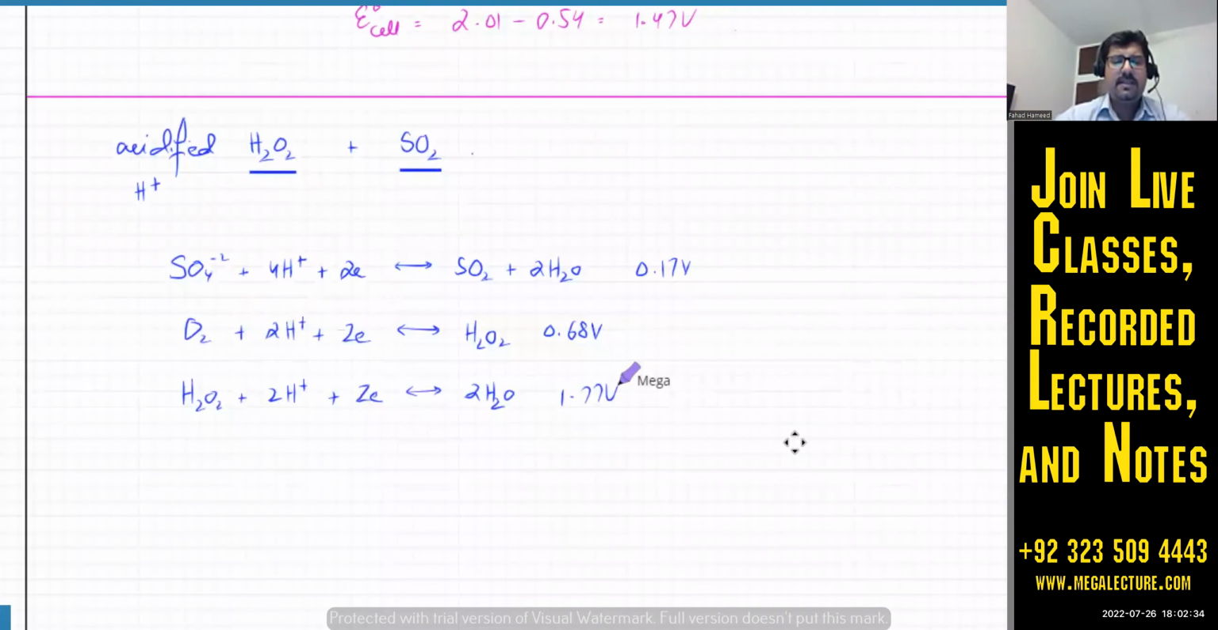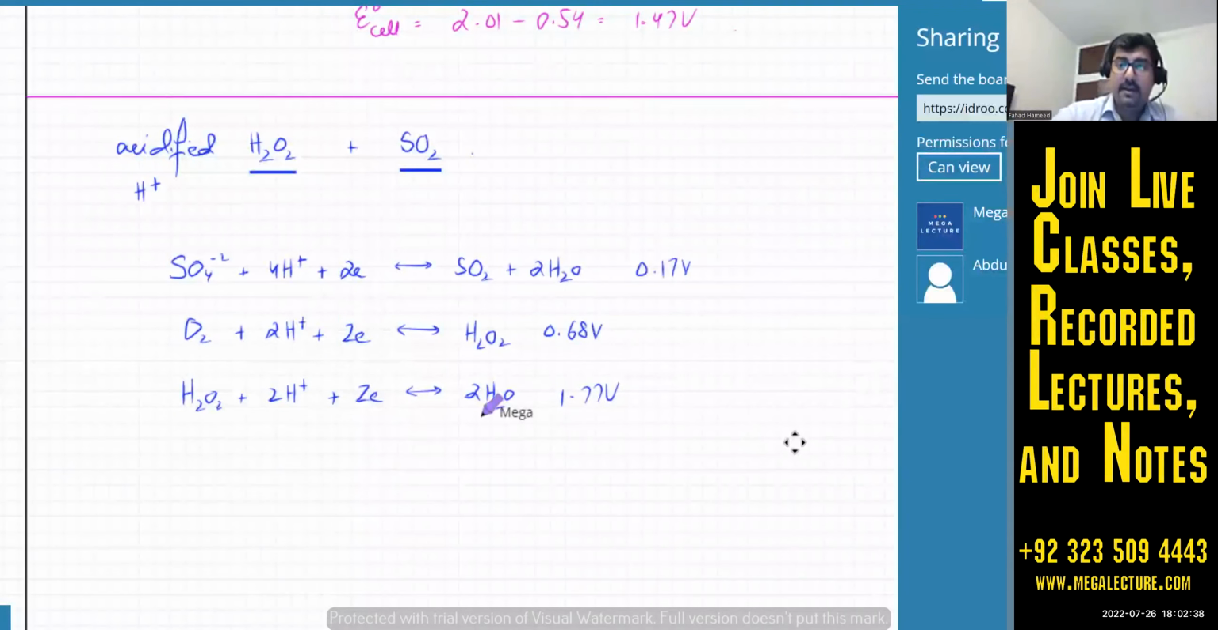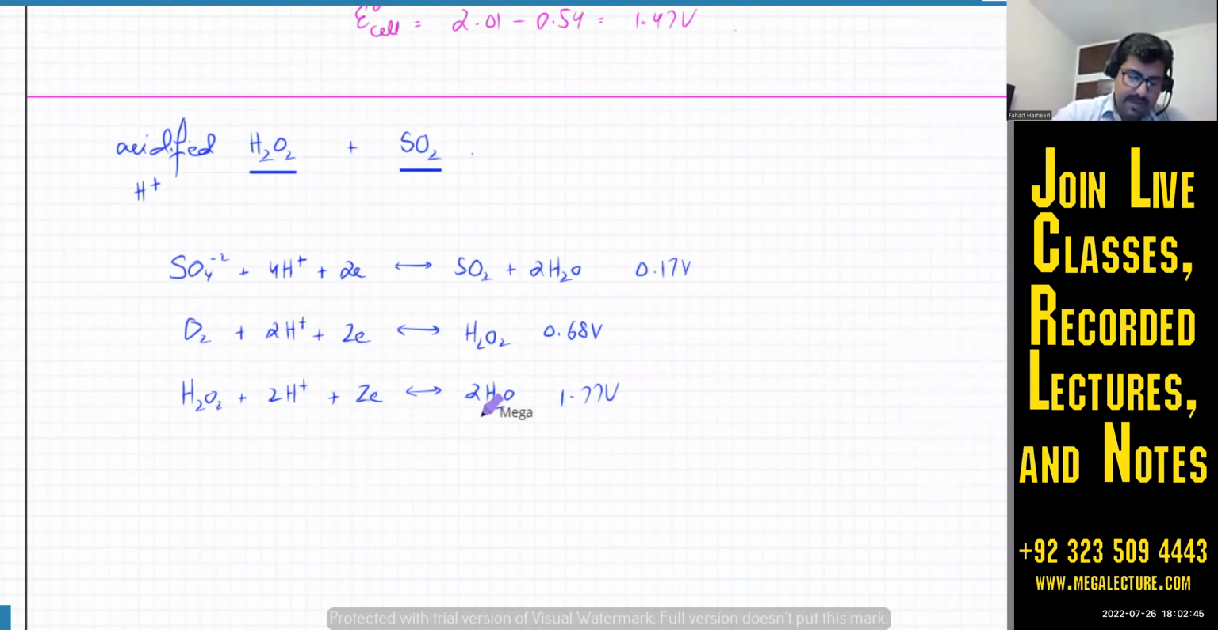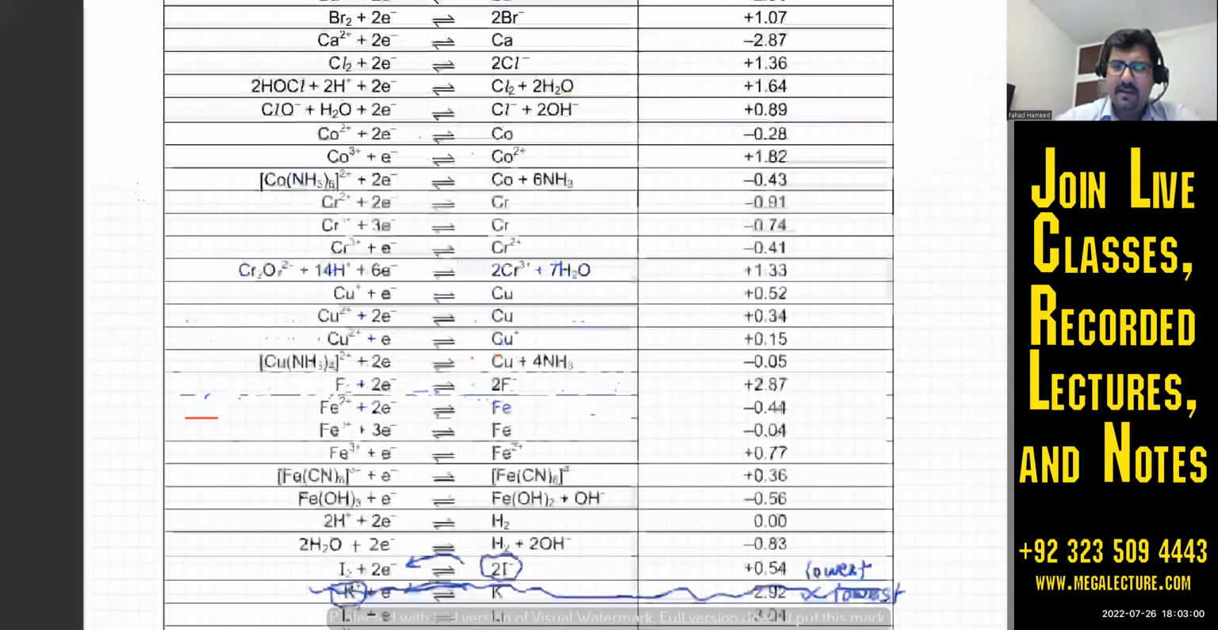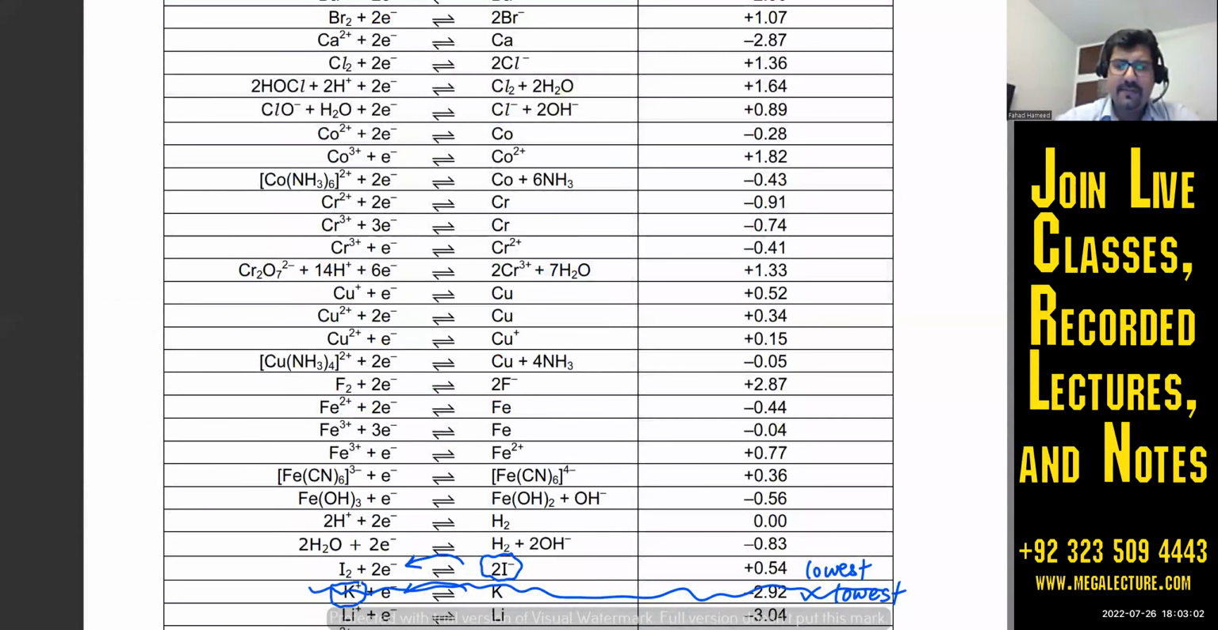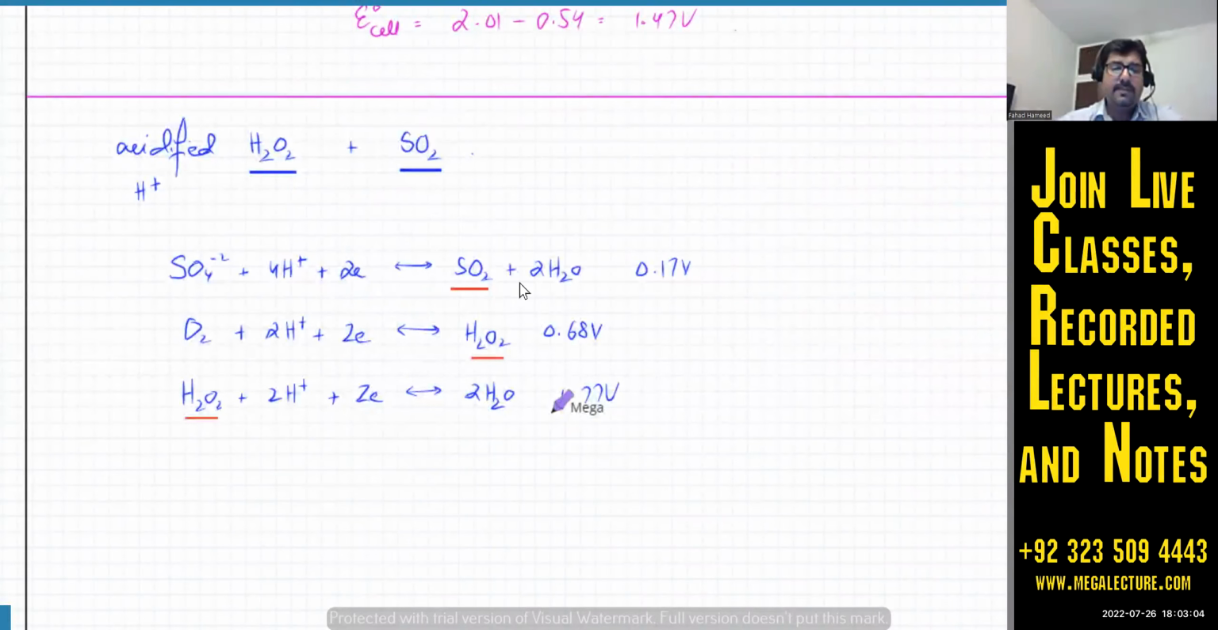So these are the equations I just marked. I marked any equation that had SO2 in it, and I marked any equation that had H2O2 in it. Let me check once more. I think we missed some equation. Yeah, I guess we got all of them. So these are the equations.